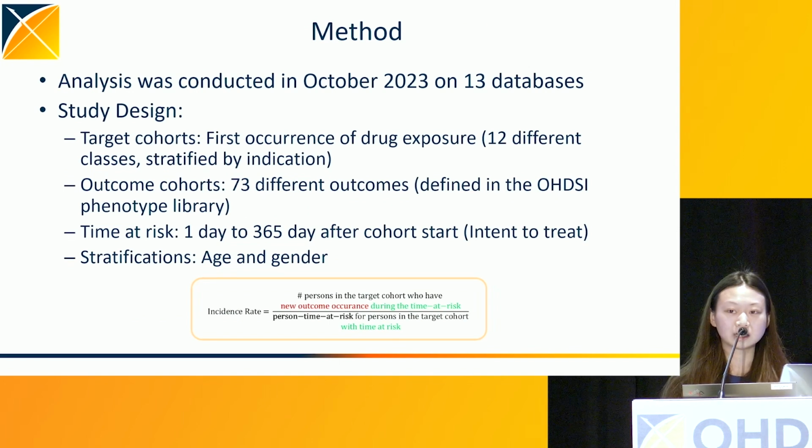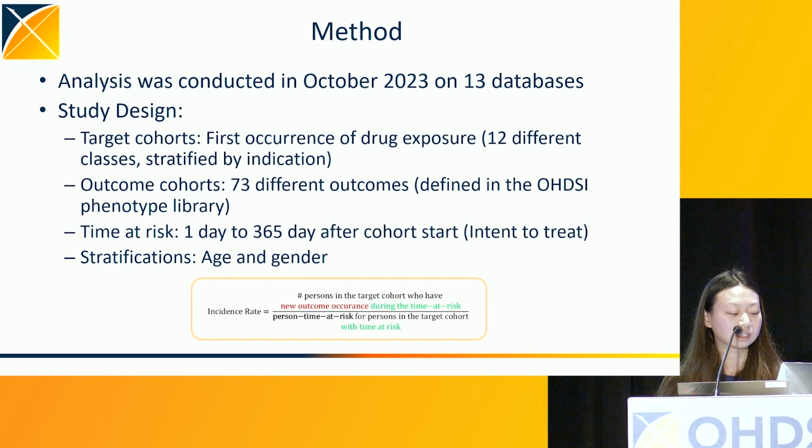So going into more detail about the methods of our specific project, which looked at indications, we conducted the analysis on 13 different databases in October 2023, during the symposium, as I mentioned. For the study design, the target cohorts are based on the first occurrence of a drug exposure in a patient's longitudinal record. We have 12 different drug classes, and each drug class was also further separated into different indications. Our outcome cohorts were 73 different outcomes, developed by the OHDSI community, and they can all be found in the phenotype library. And I'll give examples of both the target and outcome cohorts in a second. Our time at risk is 1 day to a year after the cohort start. We stratified by age and gender, and for each of these outcome pairs, we calculated the incidence rate.